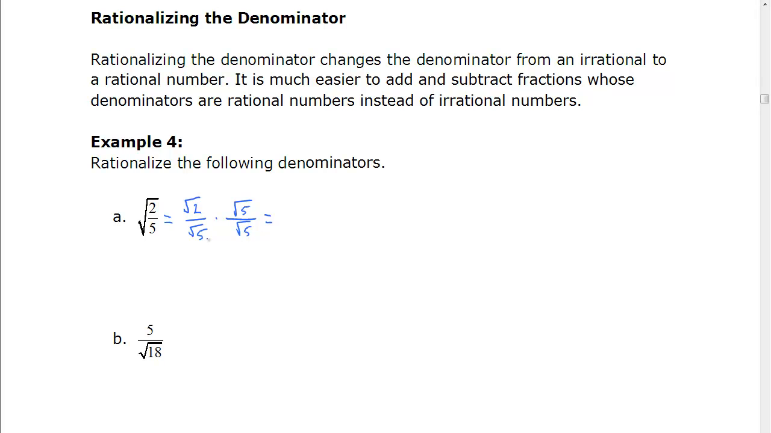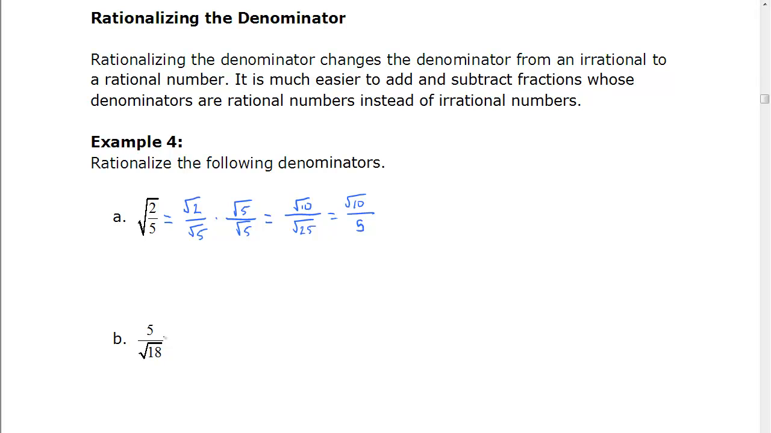But what happens when we multiply root 5 and root 5? That gives us root 25, and root 5 and root 2 gives us root 10. And when we simplify that, that leaves us root 10 over 5. And so we have a rational number 5 in the denominator, or the denominator has been rationalized. And really we just do this so that if we have to add and subtract these, it's easier to make a common denominator with a rational number than an irrational number.